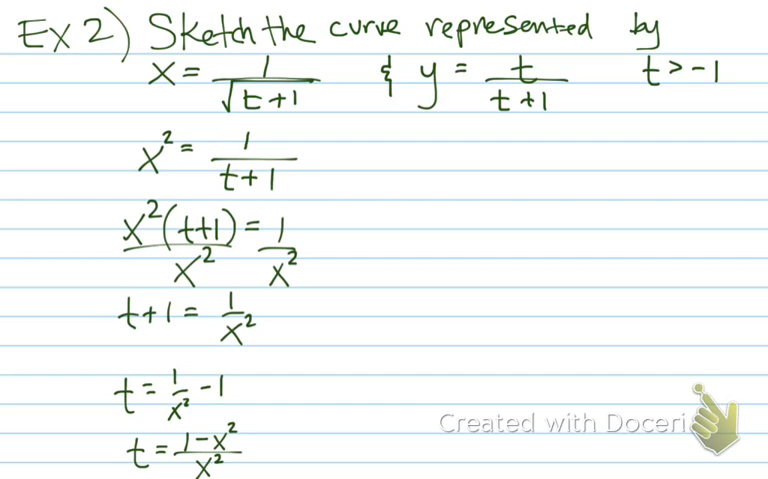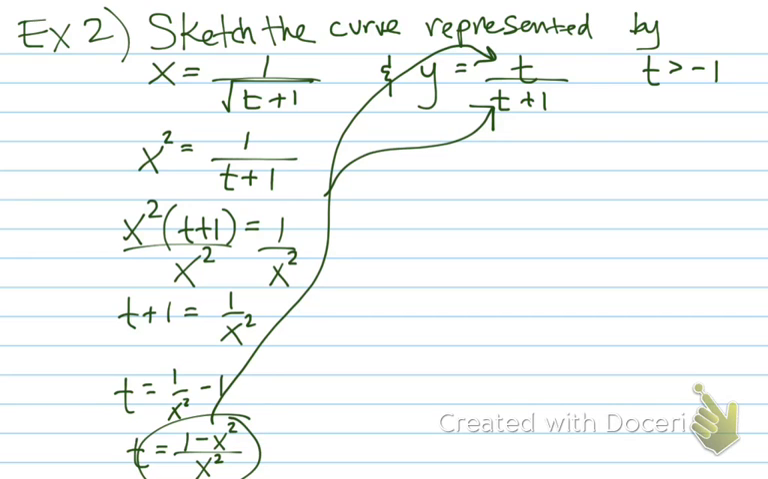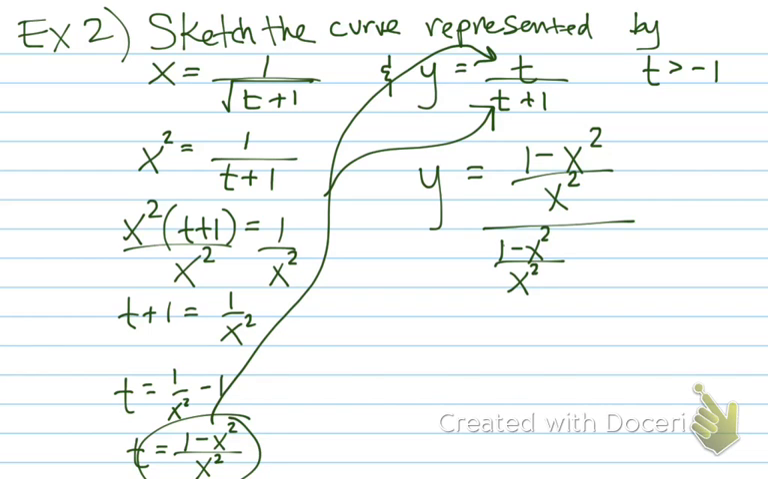So I'm going to take that and plug it into the y function wherever I see a t. So I'm going to plug it in there and there. So I'm going to get y equals 1 minus x squared over x squared. That's for the top t. And then on the bottom, I have another t. So 1 minus x squared over x squared plus 1. So that's t over t plus 1 essentially.